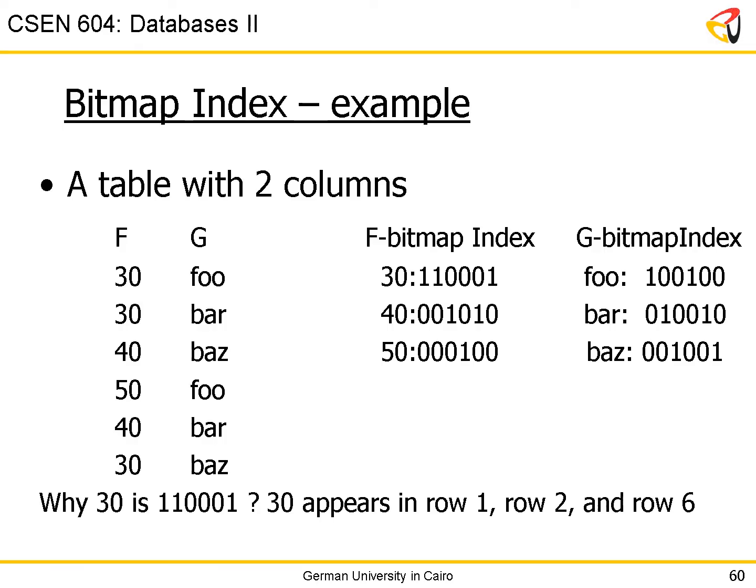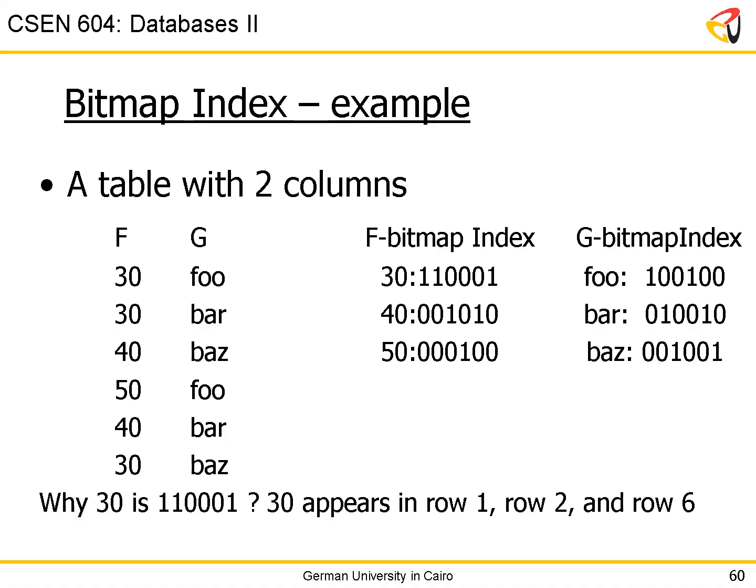Now, for 40, I'm going to build a similar bitmap, so it's going to be 0, 0, because there are 30s there and no 40, and then a 1, because I just saw a 40, and then 0, then 1, for the second 40, and then a 0. The 50 is going to be 0, 0, 0, 1, 0, 0. 0, 0, 0, because in the first three rows I have 30, 30, and 40, so it's not a 50. And once the 50 appears, I put a 1, and then 0, 0, because I have 40 and 30.